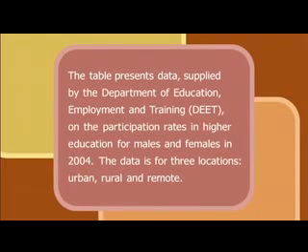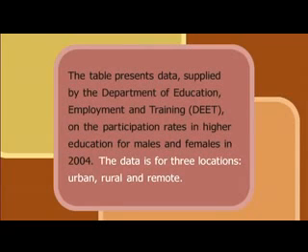Let's try to write our introductory paragraph. It might look like this. The table presents data supplied by the Department of Education, Employment and Training on the participation rates in higher education for males and females in 2004. The data is for 3 locations: urban, rural and remote.